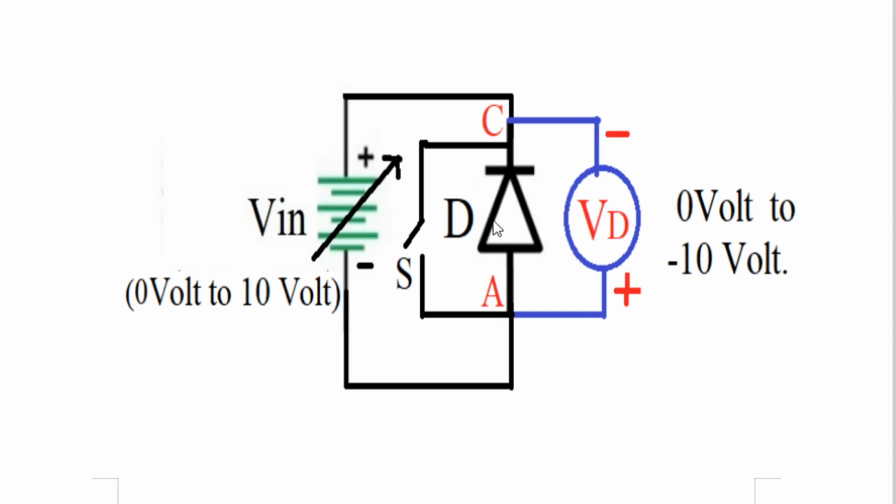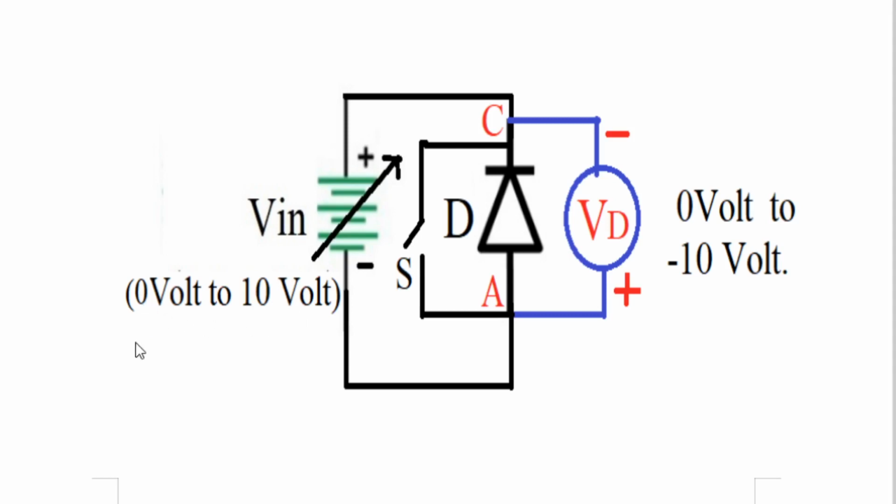The diode is shown vertical, but remember this is a non-conducting diode, therefore this switch is the equivalent of a non-conducting diode. Please don't get confused that there is a neutral switch. No, we are showing the non-conducting diode as an open switch. A is the anode, C is the cathode. The anode of the diode is connected to the negative of the battery and the cathode of the diode is connected to the positive of the battery. Now the diode is reverse biased, and here the applied voltage is from 0 to 10 volt.